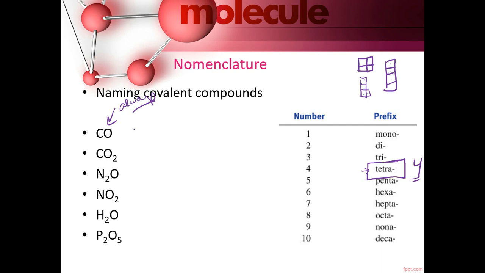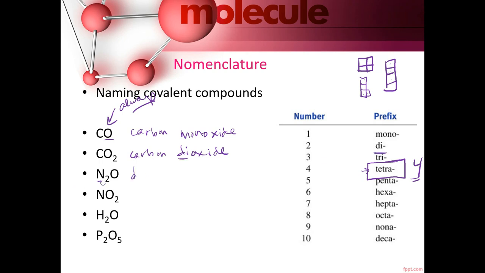CO. There's only one carbon. I don't have to give it a prefix. It's just carbon. There's one oxygen. The second guy always gets a prefix. It's going to be mono, but if I said monooxide, that's really weird. So instead we just say monoxide. Carbon, once again, I only have one. He's going to be just carbon. I've got 2 oxygens, dioxide.